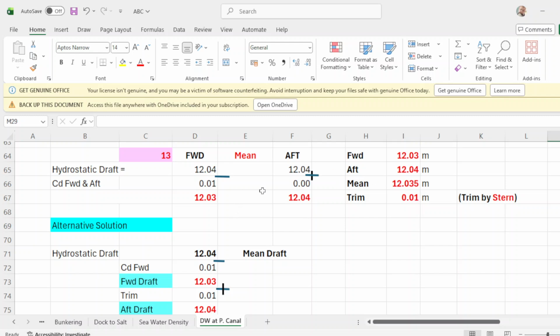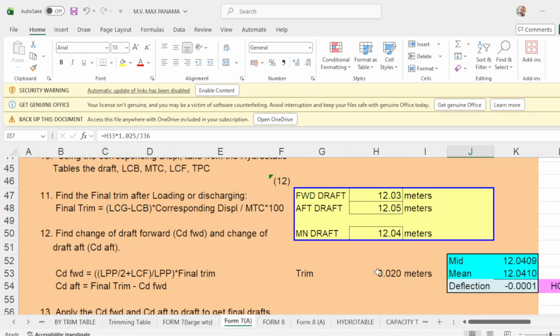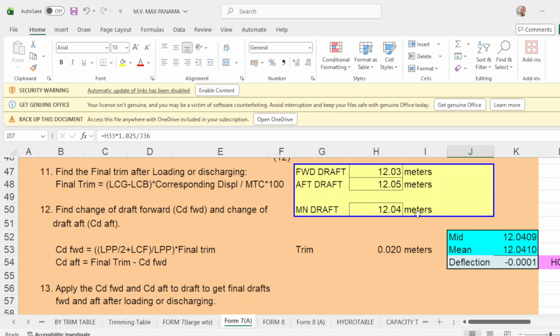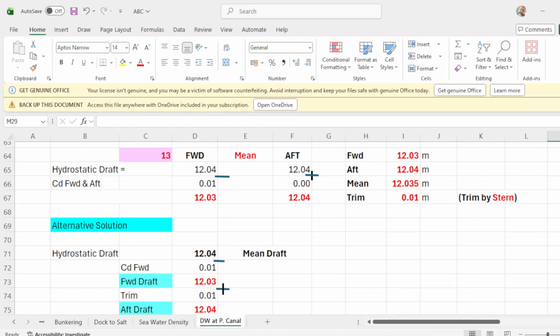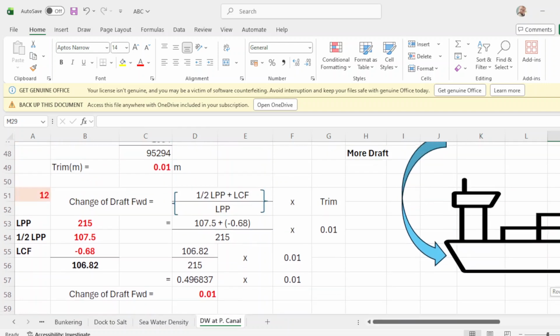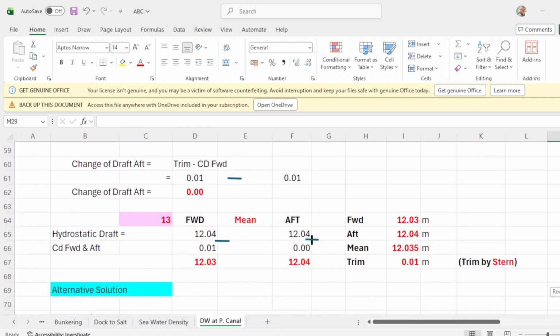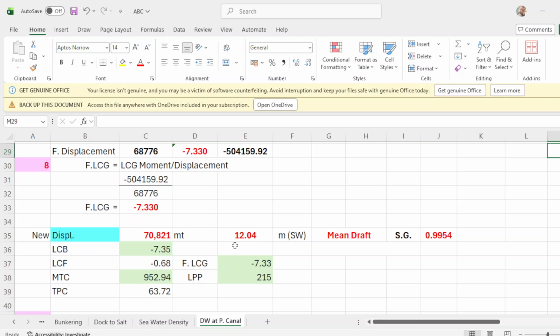This one is almost even keel, no? But here the program says otherwise. But actually, it's a little difference, as long as your mean draft is almost the same. You got 12.04 and the program says the mean draft is 12.04, okay?